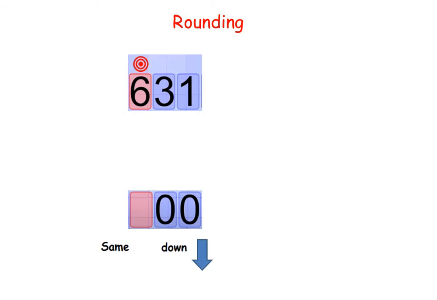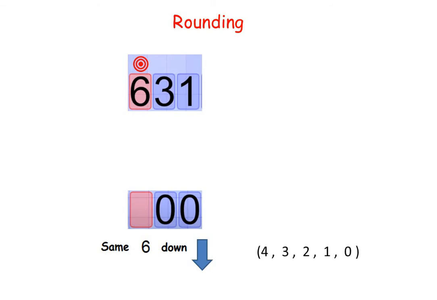Okay, so we call it rounding down. If this number is 4 or less, it will help me round down, and rounding down means keep the number the same. So I will keep the number 6 as it is. It will be 600. That's it.